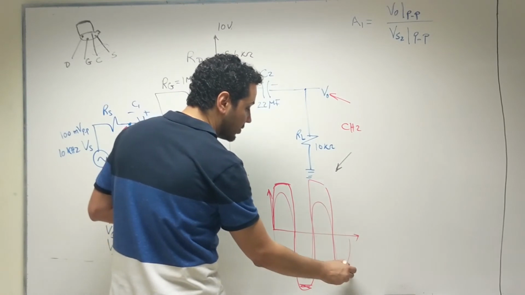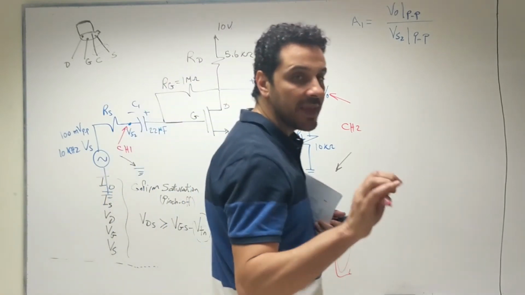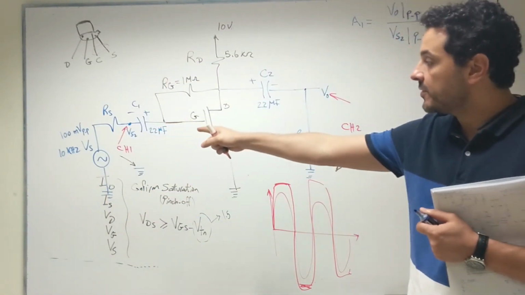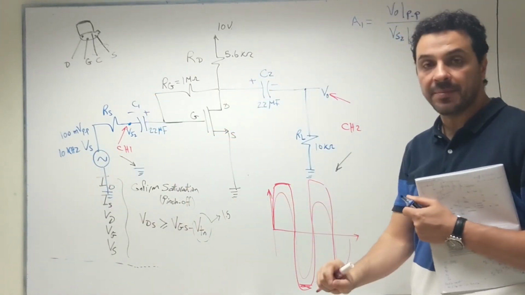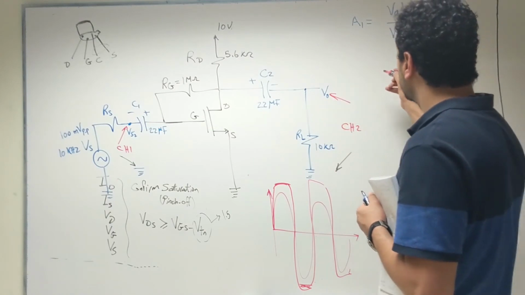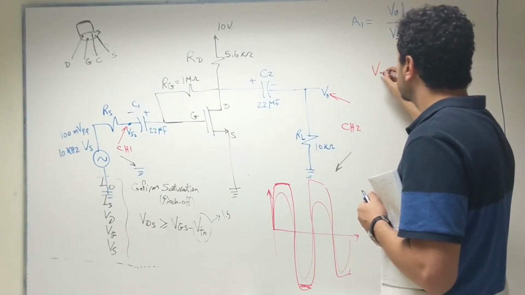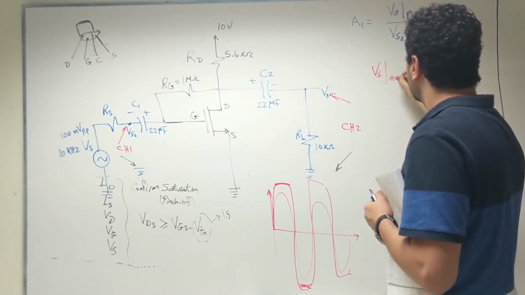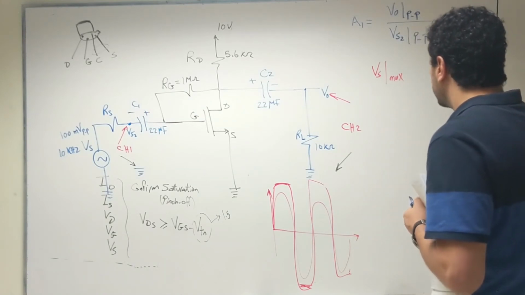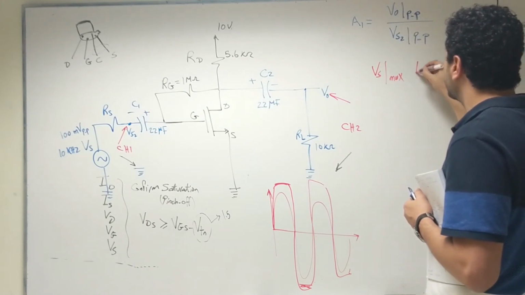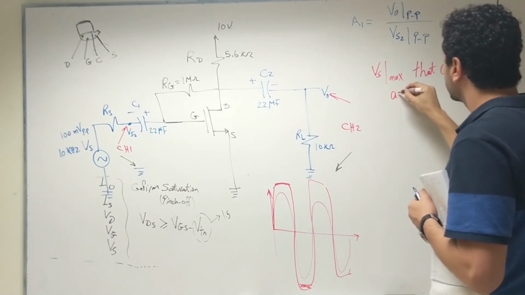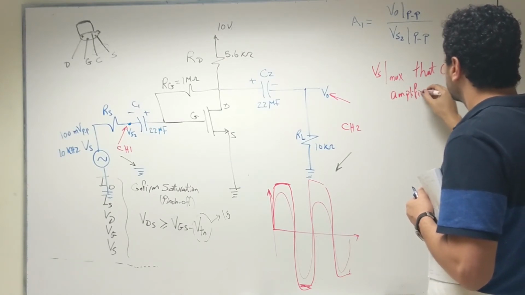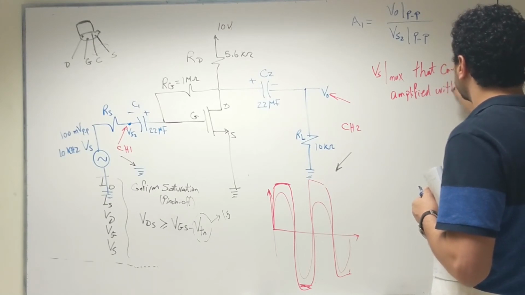So what you will need to do here is you will keep increasing the V input, Vs, here, until you find that the output starts to be clipped. At this point, you stop and you say that this is the maximum input voltage that can be amplified without clipping.